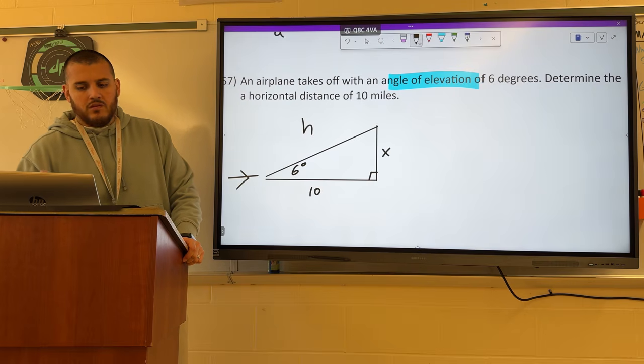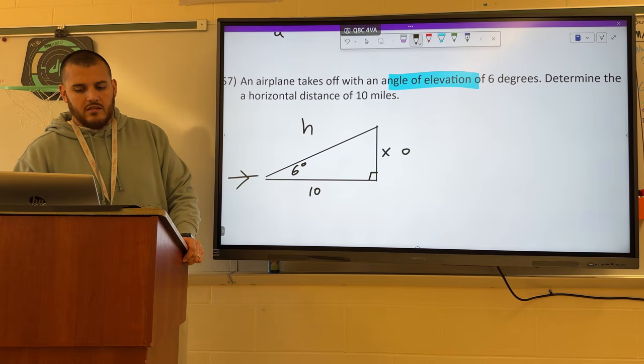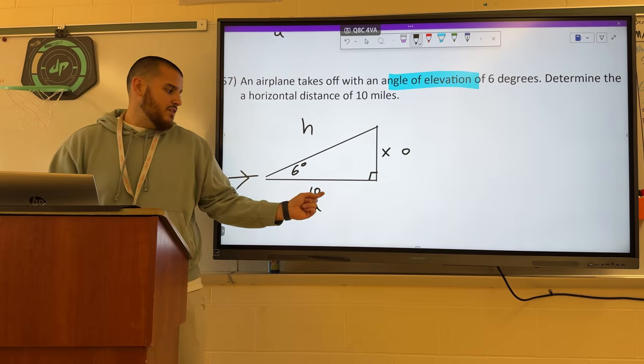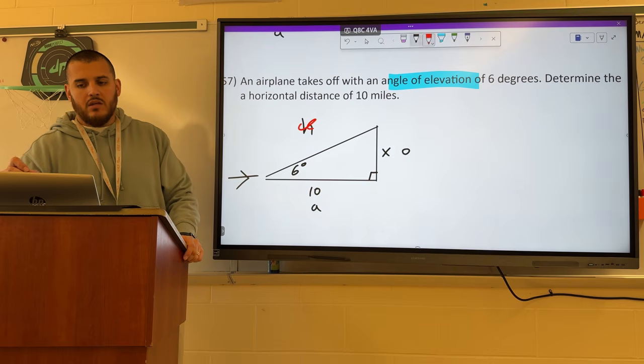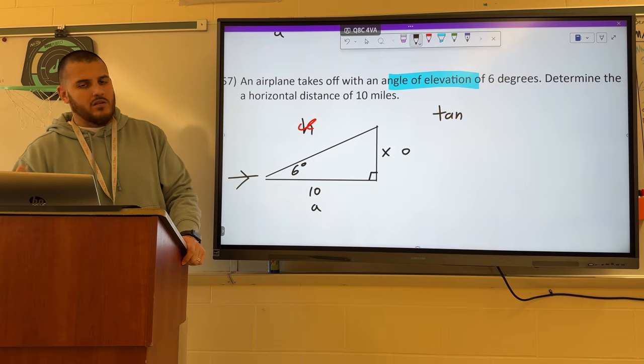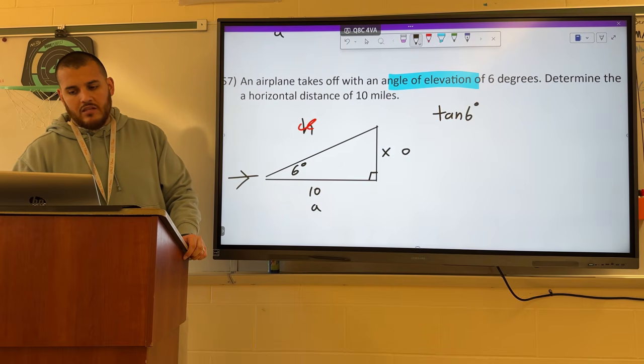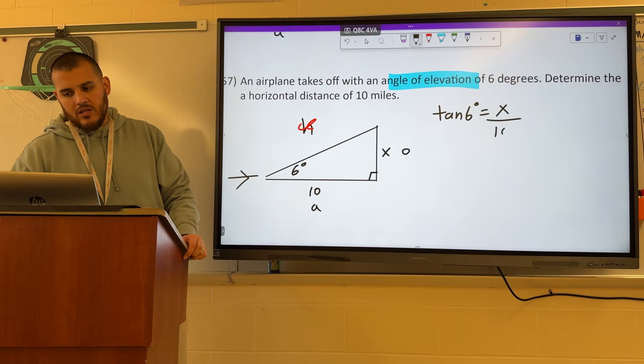This will be my hypotenuse. X is opposite of that 6 degrees, 10 is adjacent. I have the adjacent, I need the opposite, so I'm ignoring the hypotenuse. I would be using the tangent ratio here. Tangent of 6 degrees equals opposite over adjacent.